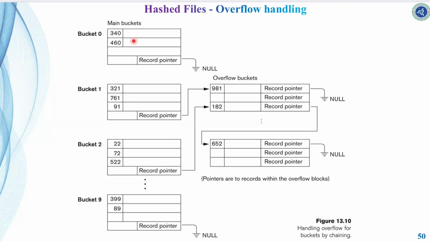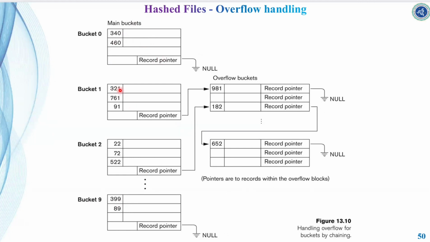Okay. So here we have the data 340 and 460. Only these two data are given, so they will go to bucket 0. There is no other data ending with 0. Therefore, there is no overflow for this bucket. Okay, it can hold the two data only.